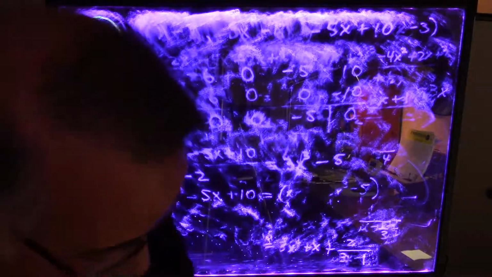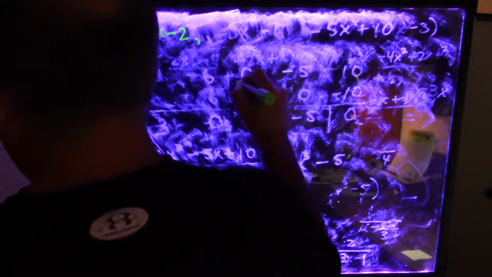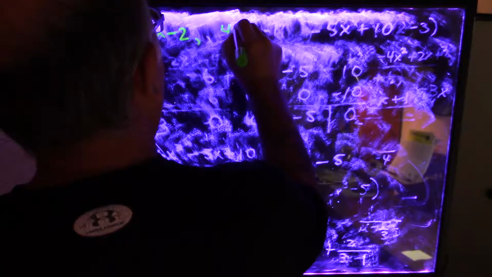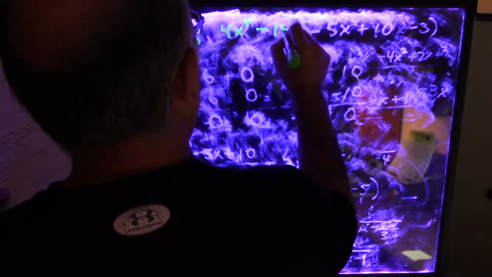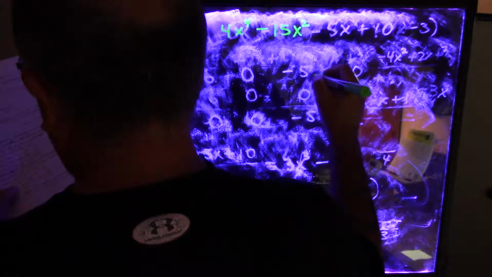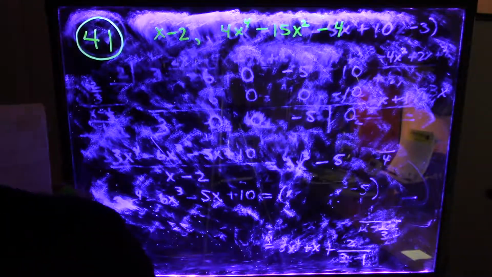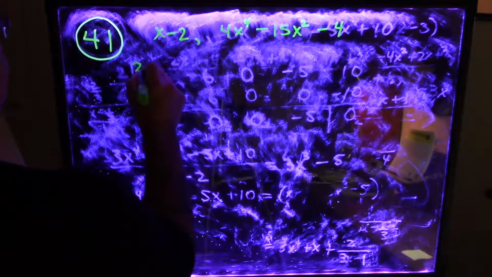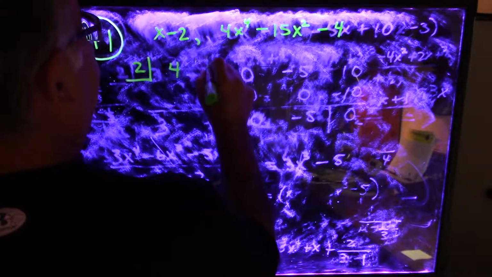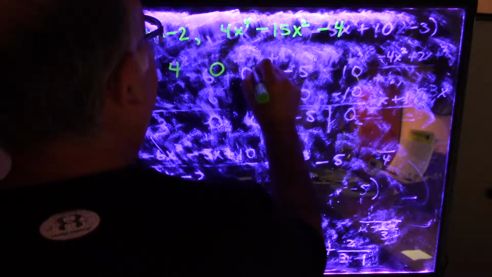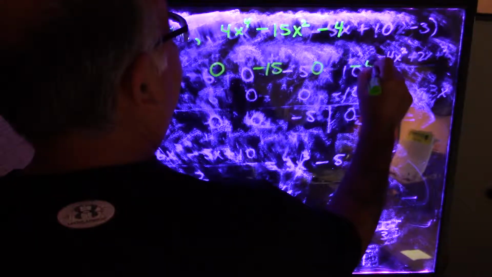Number 41. So our divisor is x minus 2, dividend is 4x to the 4th minus 15x squared minus 4. Alright, so let's see if x minus 2 is a factor of that. And we'll use the 2 in the upper left corner. Write our coefficients. There's 4x to the 4th, 0x cubed, negative 15x squared, 0x, and negative 4.